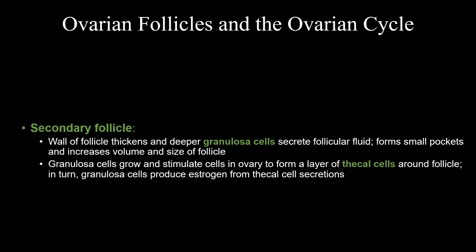Eventually, as childhood continues, the primary follicles develop into secondary follicles. The wall of the follicle will thicken, and the deeper granulosa cells secrete follicular fluid. This forms small pockets and increases the overall size of the follicle. In addition, the granulosa cells grow, enlarge, and stimulate nearby cells in the ovary to form a layer of thecal cells around the follicle. The granulosa cells produce estrogens from the secretions of the thecal cells. And this primary oocyte is still growing very slowly at this stage.